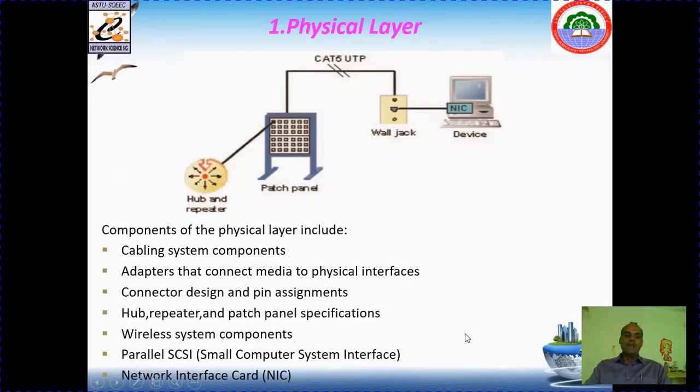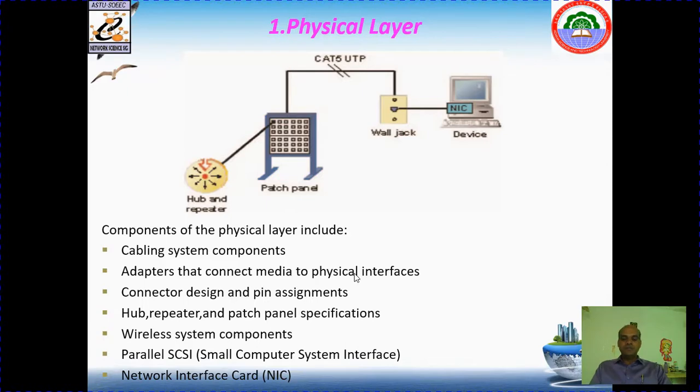The components handled by the physical layer include cabling system components, adapters that are connected to the physical media, and pin assignment. If we have a connector with a specific number of pins, each pin needs to be assigned one specific task. If we have an 8-pin connector, each pin will do one specific task. Then there are hub, repeater and patch panel specifications, wireless system components, small computer system interfaces, and the network interface card. All of these have to be handled by the physical layer.